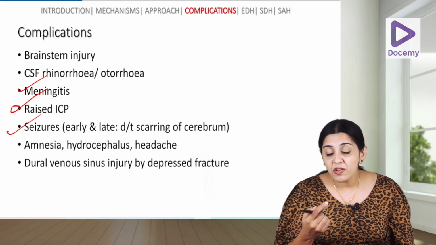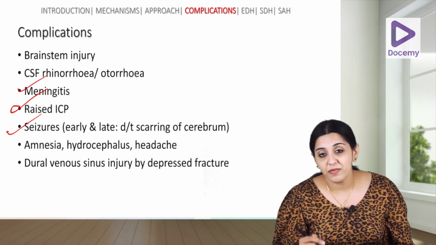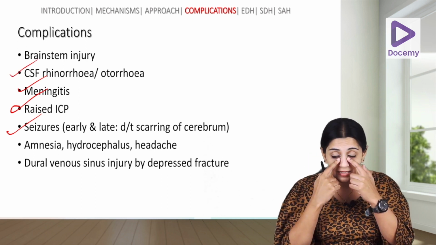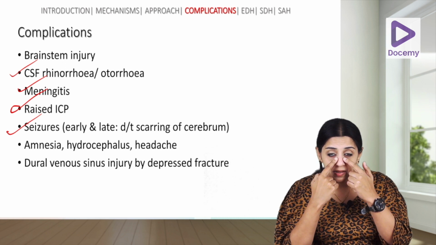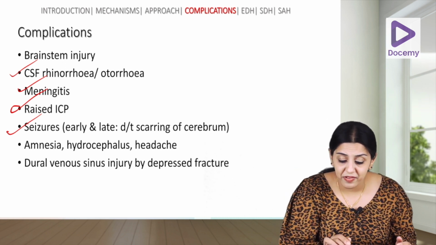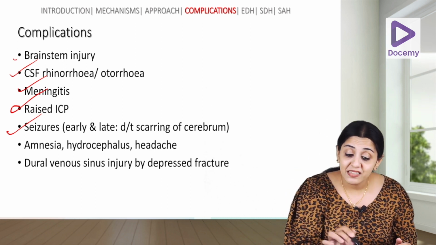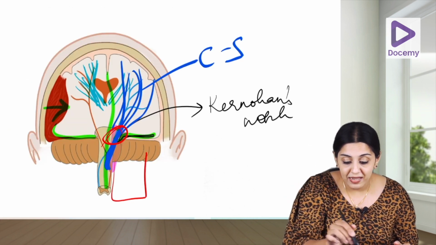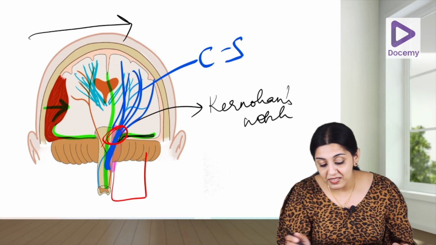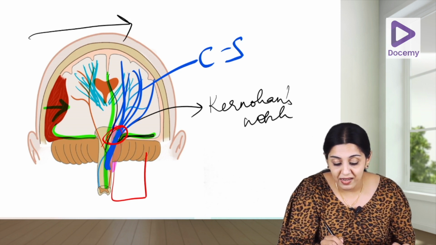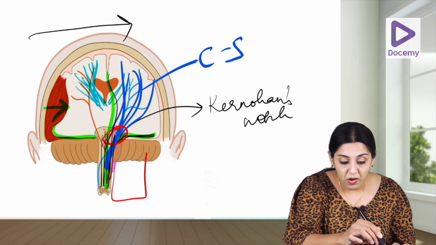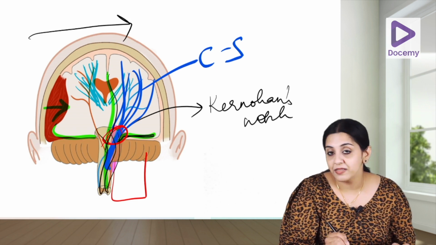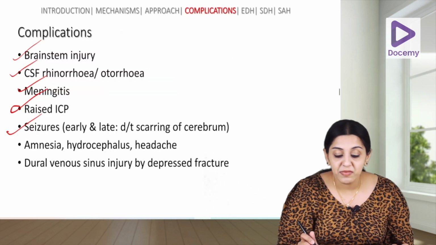Then, because of the injury at the level of the base of skull, sometimes there can be CSF rhinorrhea as well as otorrhea, that is, CSF leak from the nose as well as ears. Brainstem injury can occur. Why? Because now that the brain is getting shifted to one side, there could be a midline shift, and here is the brainstem, and obviously the brainstem will also get kinked. So that could be brainstem injury.